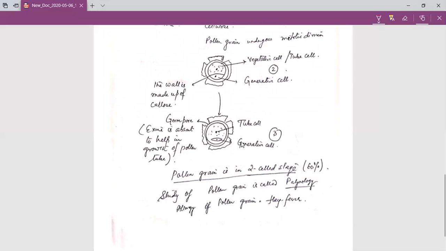Next class we'll start the discussion with megasporogenesis, and then we'll proceed to pollination.